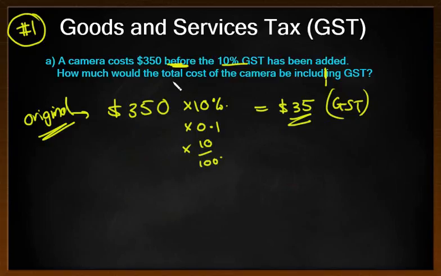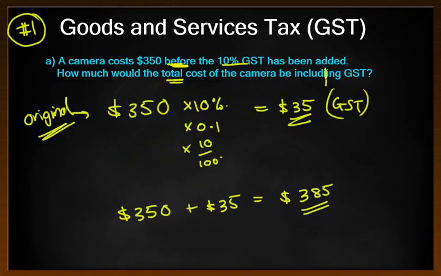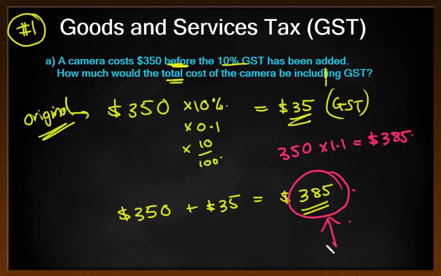But in this case, we want the total cost of the camera. The original cost is $350 and the GST is $35, which means the total cost is going to be $385. For those of you using the more advanced method, which I've mentioned previously, yes, you can absolutely use it and say 350 times 1.1. That will automatically generate the $385. So my price after GST has been included is more, and that's my correct answer.